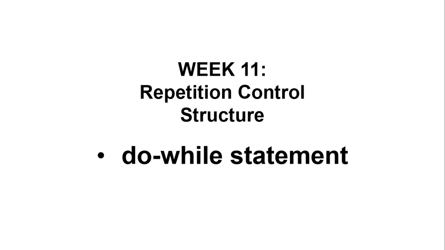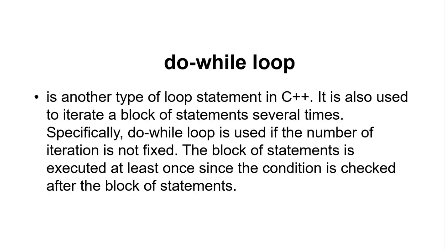First, let's define what a do-while loop is and how it works. It is used to iterate a block of statements several times. Specifically, a do-while loop is used if the number of iterations is not fixed. The block of statements is executed at least once since the condition is checked after the block of statements, meaning it runs code first, then it runs a test.